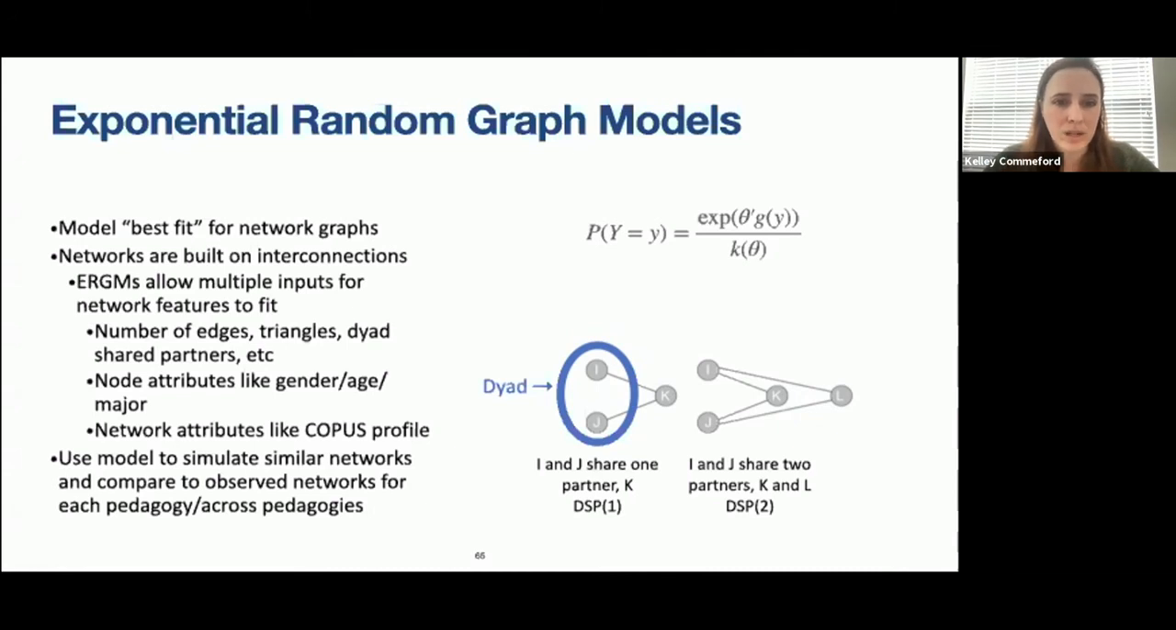The way that this works, we talk about dyads here. Previously, this structure was known as a type 2 triad, but we call it a dyad here because this dyad shares 1 partner, as opposed to this dyad, which shares 2 partners, which makes a square instead of a triangle. So that's just an extra level of terminology for you.